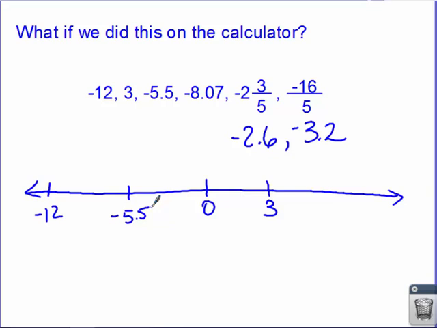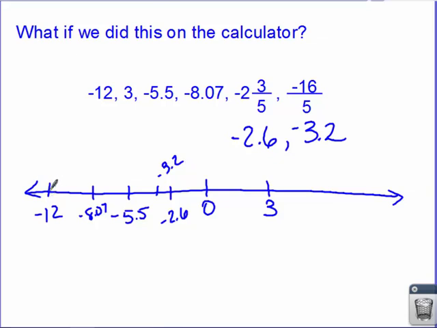The negative 8.07 would be just a little bit further on down the road there, negative 8.07. And then the negative 2 3/5 we know is negative 2.6. So that's going to be about halfway in between here. And then we got negative 3.2, which we know would be in between these two. So negative 3.2.